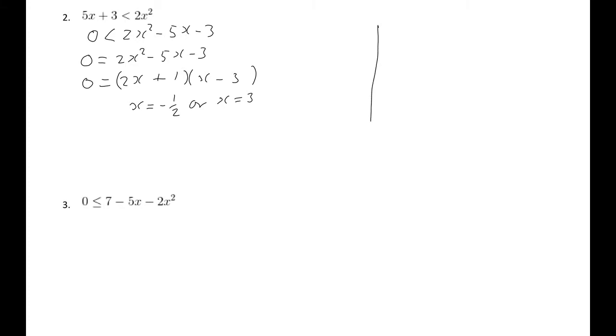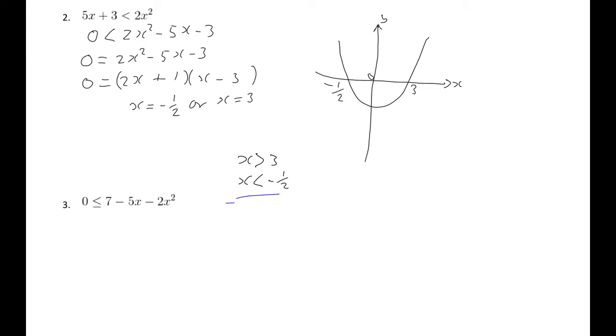We haven't finished yet. So we're now going to draw this. This is minus a half. This is 3. Right. This time we want these numbers to be bigger than 0. So rather than being in this region, we want to be in this region here. So we know that x must be bigger than 3 or x must be smaller than minus a half. And those are our answers again.